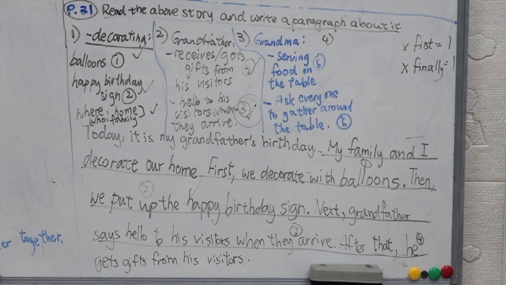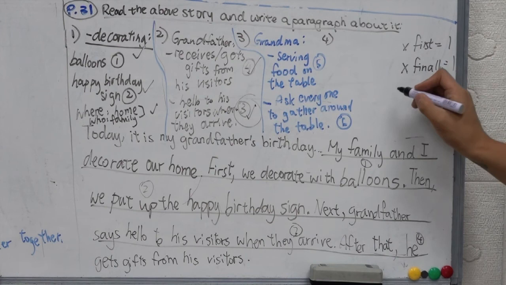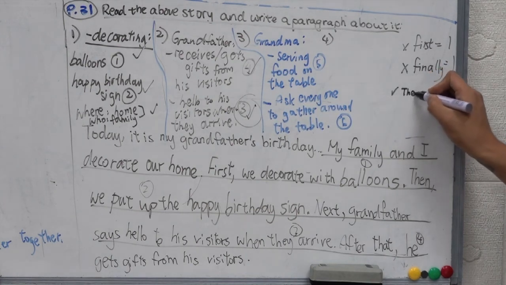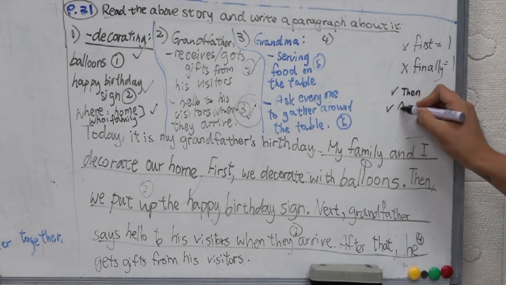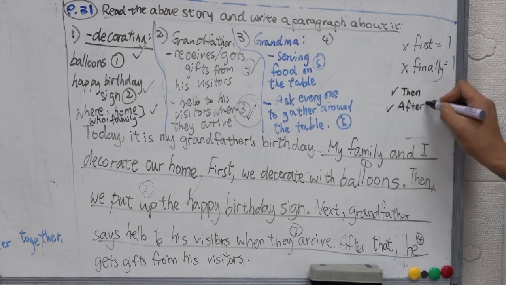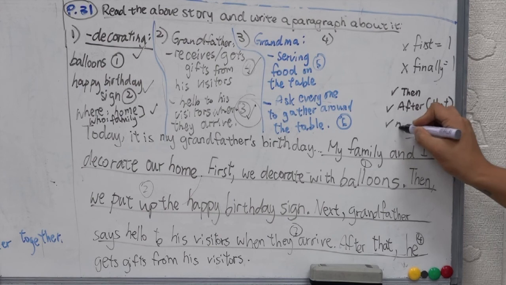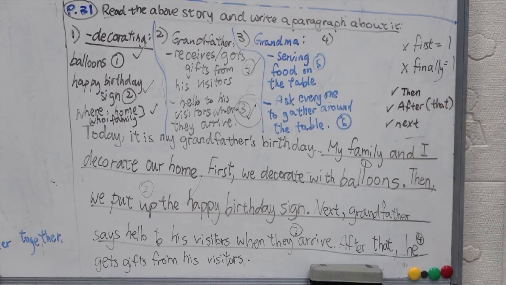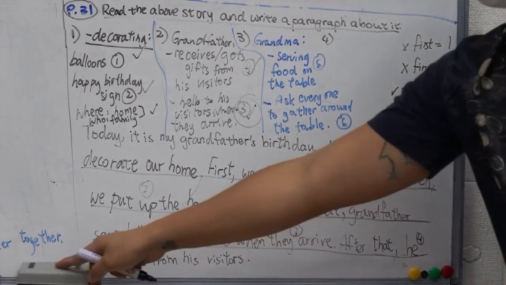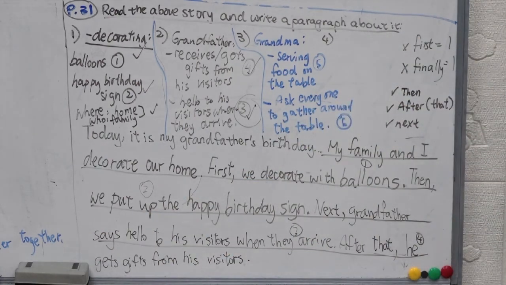But that's okay. We can continue using which words? We can use then many times. We can use after, or after that, many times. We can also use next many times, okay? So these connectors can be used many times. Now let's try to do the 5th one, okay? Grandma serving food on the table.